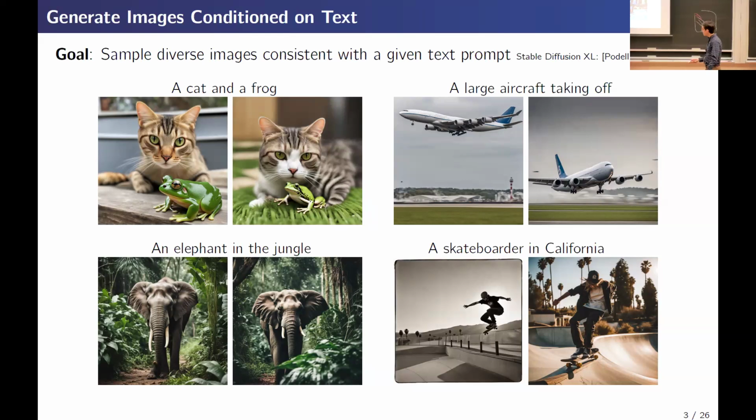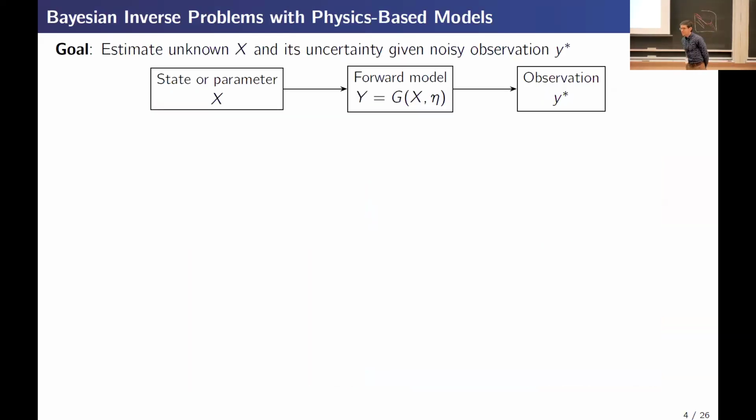The second application is one of inverse problems. So this is kind of closer to my heart and a lot of what I've done in the past. So here the problem is that we typically have some unknown state or parameter, and I'll start now introducing some notation for the rest of the talk. We'll denote this parameter by x.